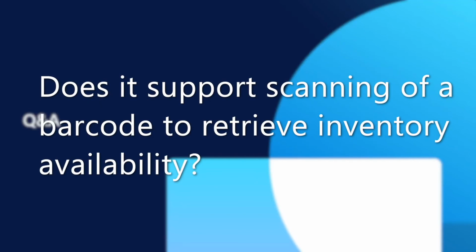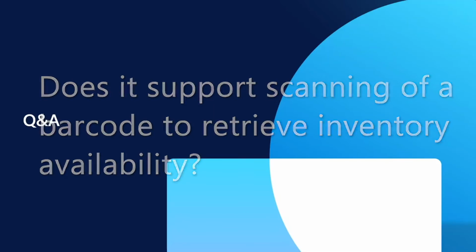Okay. Does it support scanning of a barcode to retrieve inventory availability? No. In the Warehouse mobile app, scanning is supported. But in this inventory on hand mobile app, currently it is not supported. You have to use either a wildcard search of a product name or a product ID. And we have already received this feedback. So most likely in the future, you might see some more capabilities for searching specific products.